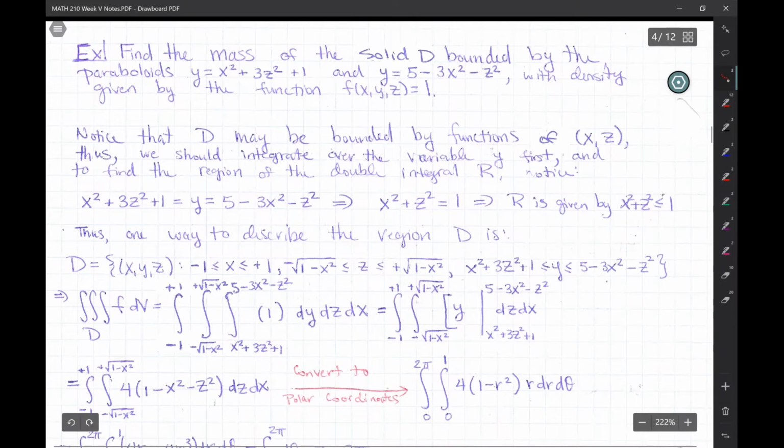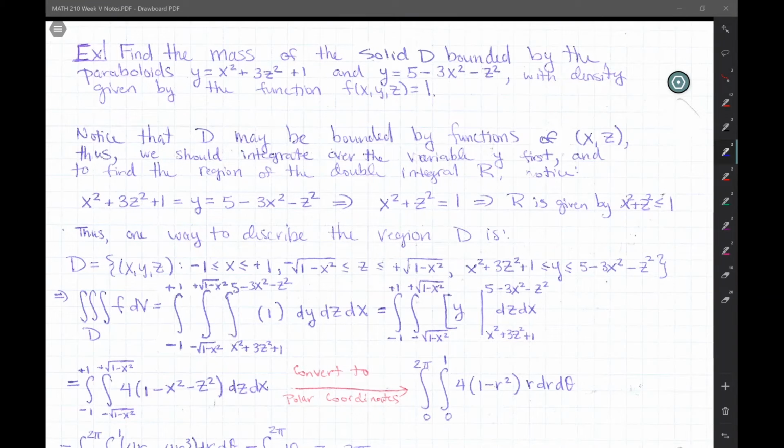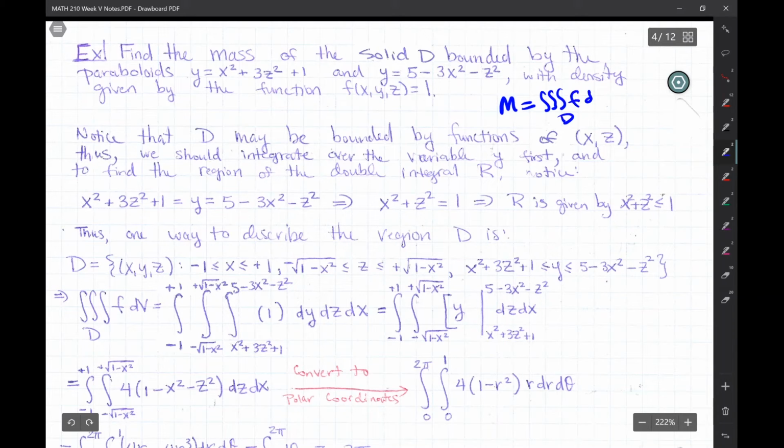Or to be more precise, when your function of three variables is equal to 1, then the triple integral will give you a hypervolume that is in fact equal to the volume. So how do we find the mass? Well, the mass could be expressed in terms of a triple integral, where here is the density times dV.